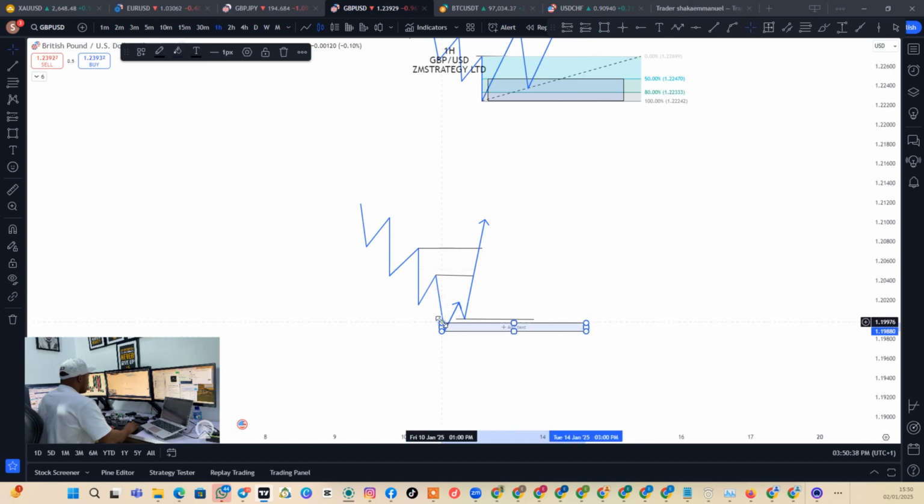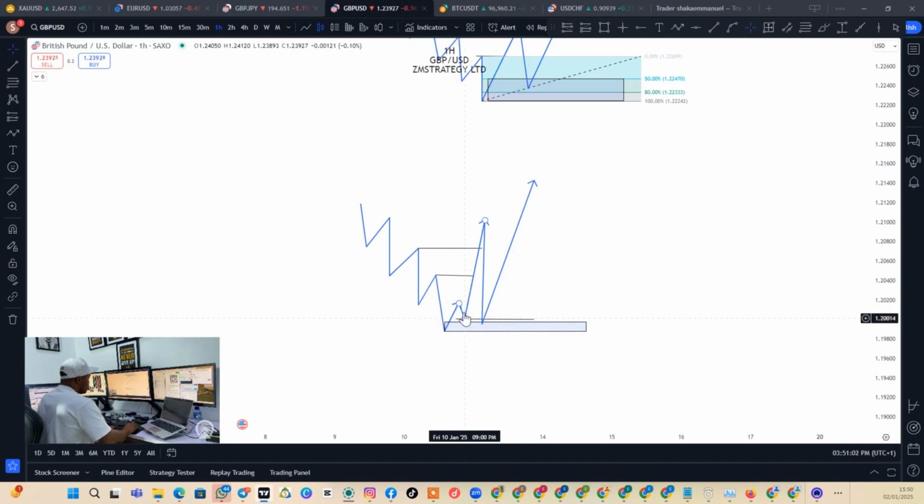Now when the market comes to clear this structural liquidity and buys from this zone, this is our level that we want to buy from. So we want to see the market come and do something like this to clear this low and buy from here. Like I said, this is a structural liquidity. A structural liquidity must appear before the first break of structure.